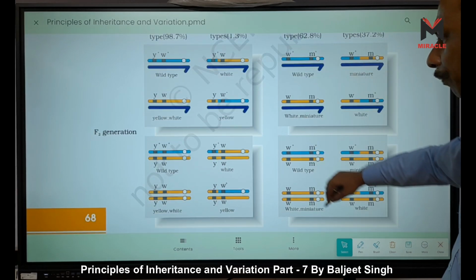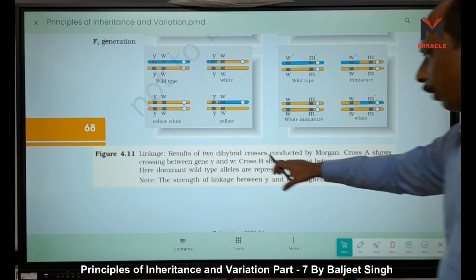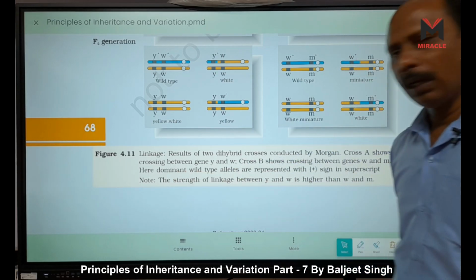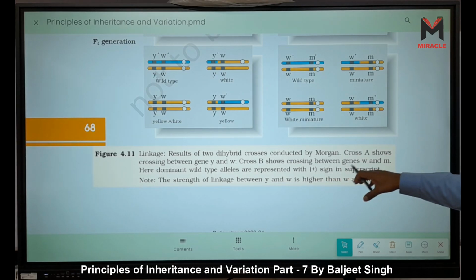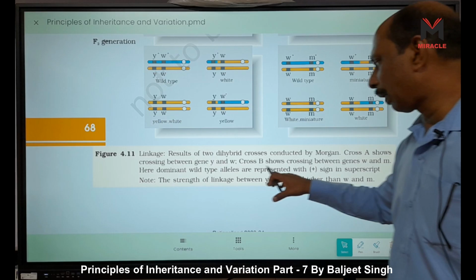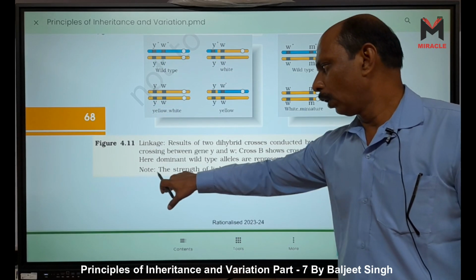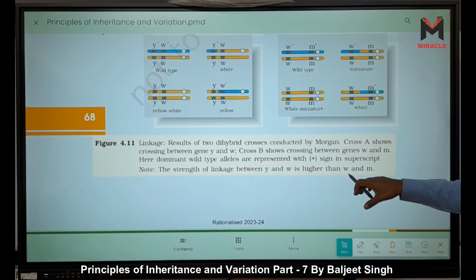F1 generation, then F2 generation. Here you see the linkage result of two dihybrid crosses conducted by Morgan. Cross A shows crossing between gene Y and W, yellow body and white eyes. Cross B shows crossing between W and M, miniature wings and white. Here dominant wild type alleles are represented by a positive sign as superscript, right? Note the strength of linkage between Y and W is higher than between W and M.